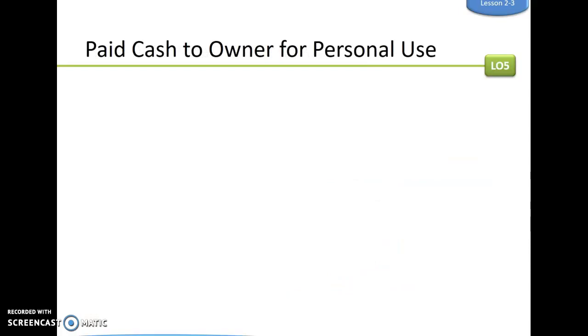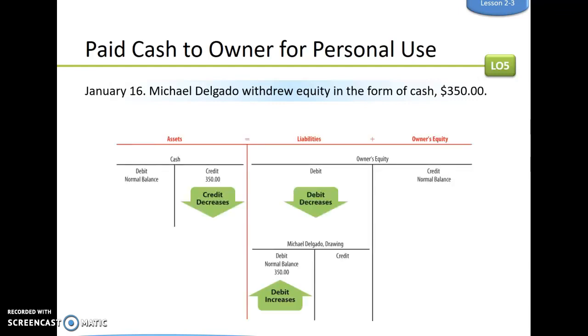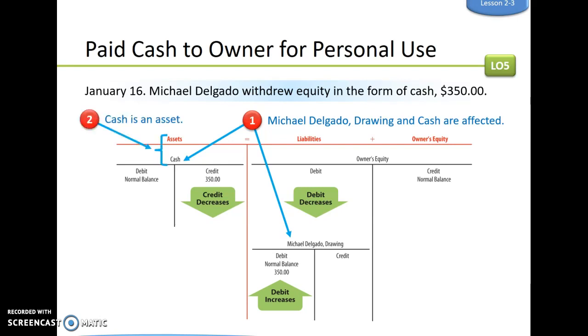Okay, next transaction, paid cash to owner for personal use. In this case, we've got January 16th, Michael Delgado withdrew equity in the form of cash. So that means he's drawing out of his account. So the first thing we need to take a look at is what accounts are affected, my drawing account and my cash account. What categories do each of them fall in? My cash is an asset, and Michael Delgado's drawing is an owner's equity account.